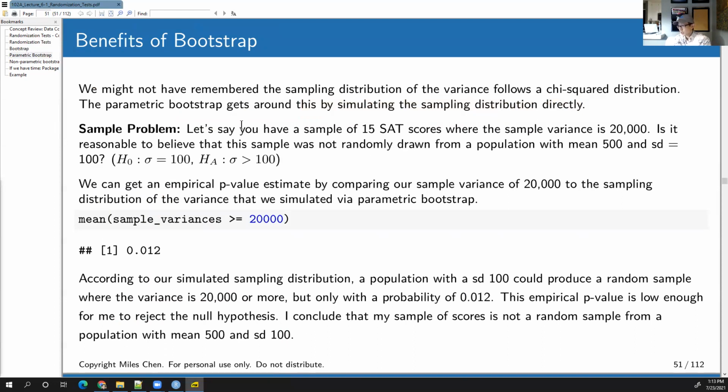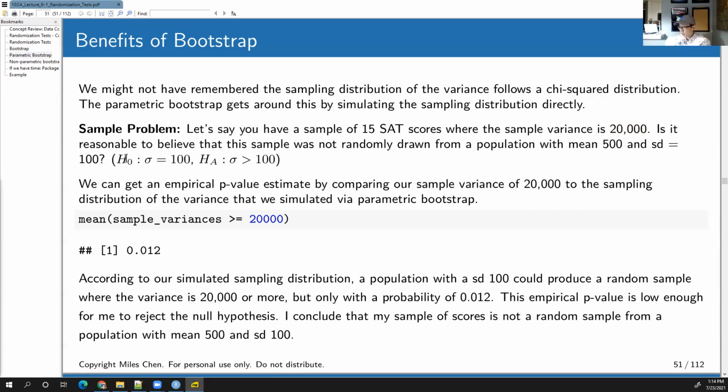So here's a question. Let's say you have a sample of 15 SAT scores, and the sample variance is 20,000. Now the question is, is it reasonable to believe that this sample is a random sample drawn from this population? Or if you get a sample variance of 20,000, is that an indicator that it's coming from a different population? Maybe it's not a random sample.